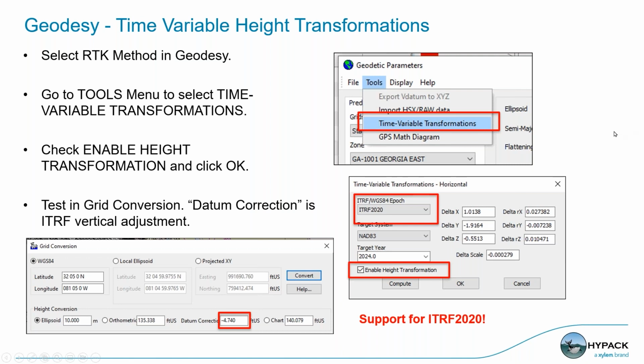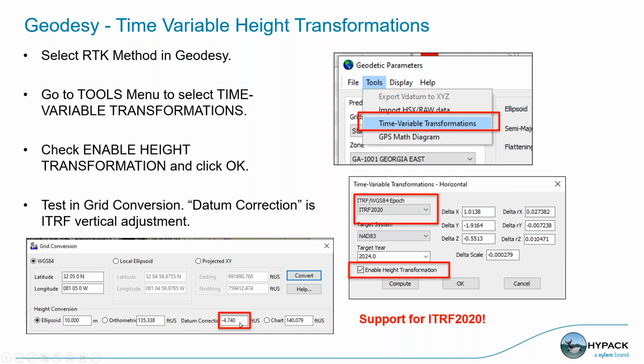One good note too is a lot of people are starting to use RTX, and RTX is outputting ITRF. So if you are doing RTX corrections, you'll be wanting to use this. And when you have everything set up, you can go into grid conversion, which is under Utilities, Geodesy, enter a latitude, longitude. It'll calculate your X, Y, also your final result.